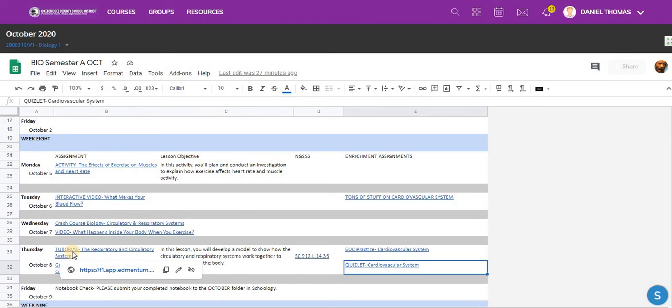But then we come down here to the tutorial, and the tutorial is the guide. You're going to print out the guided notes, and I'm going to go through that. But those are the only things we're doing this week. Mainly it's the activity and the tutorial. They have to be completed.